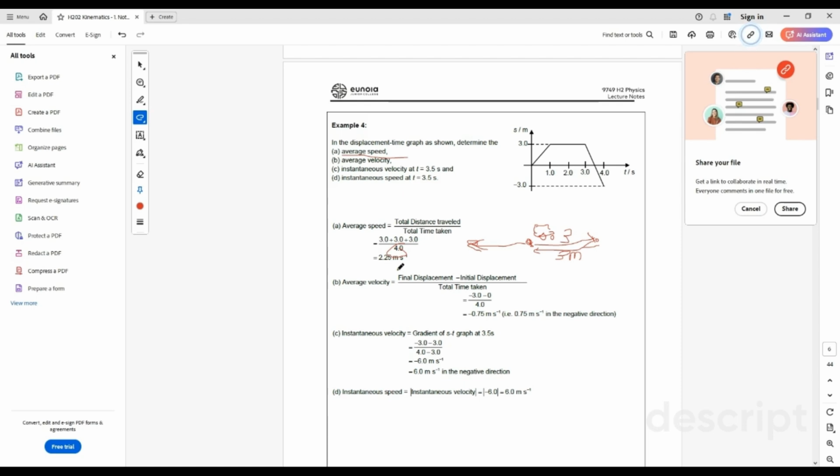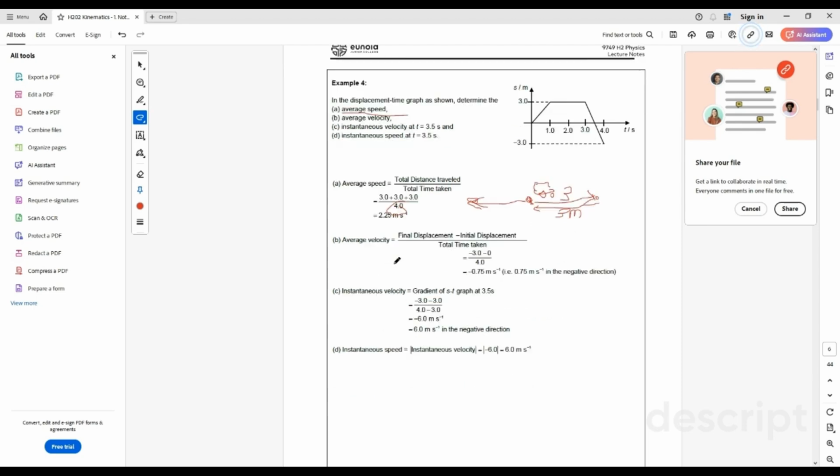To find the average velocity, however, we need to know the final displacement versus the initial displacement. So we know the end displacement is actually negative 3.0 in the end, because that's the end displacement, and then it started at 0. So what we have to do is to subtract the initial displacement from the final displacement, divided by the total time, to get negative 0.75 meters per second.